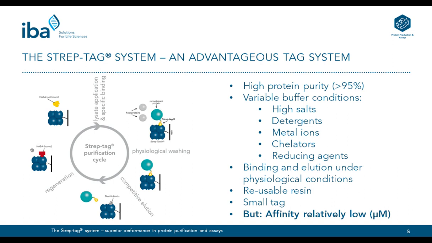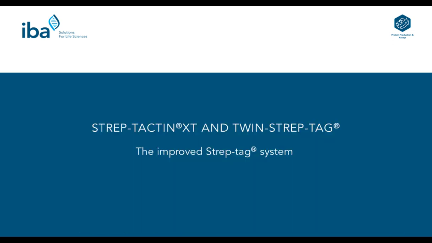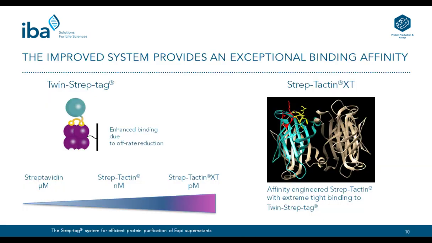However, this system has also one drawback, and this is a relatively low binding affinity in a micromolar range. So the system works very well for bacterial lysates, but when it comes to low concentrated protein samples, which we are often facing when we do mammalian expressions, then this binding affinity can be too low for an efficient purification. So that's the reason why we further developed the system by the development of Strep-Tactin XT and the Twin-Strep-tag.